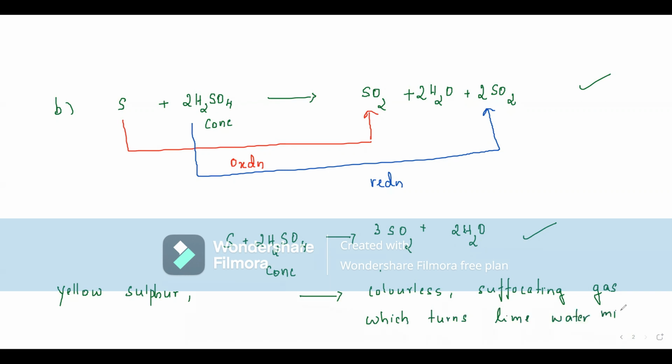Lime water milky. So you don't have to worry, won't carbon dioxide turn lime water milky? Yes, carbon dioxide turns lime water milky, but you have written here suffocating gas, whereas carbon dioxide has no such choking or suffocating odor. All right, so this is the reaction of concentrated sulfuric acid with non-metal sulfur. There are only two non-metals mentioned in the syllabus, and we have discussed both carbon and sulfur.